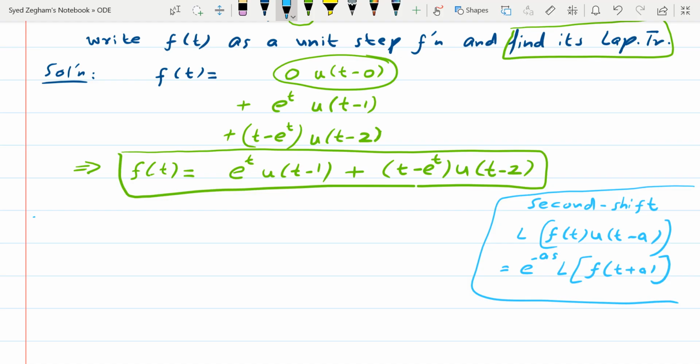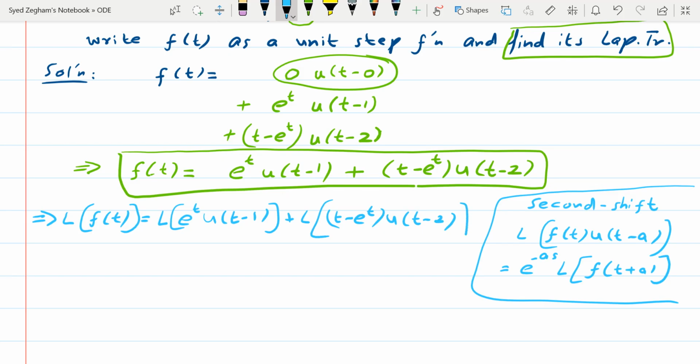So this gives me, when I find the Laplace transform of f(t), this will be Laplace transform of e^t u(t minus 1) plus Laplace transform of (t minus e^t) u(t minus 2). Now here we will try to apply the second shift property. Now see here, let us talk about this first term, this one.